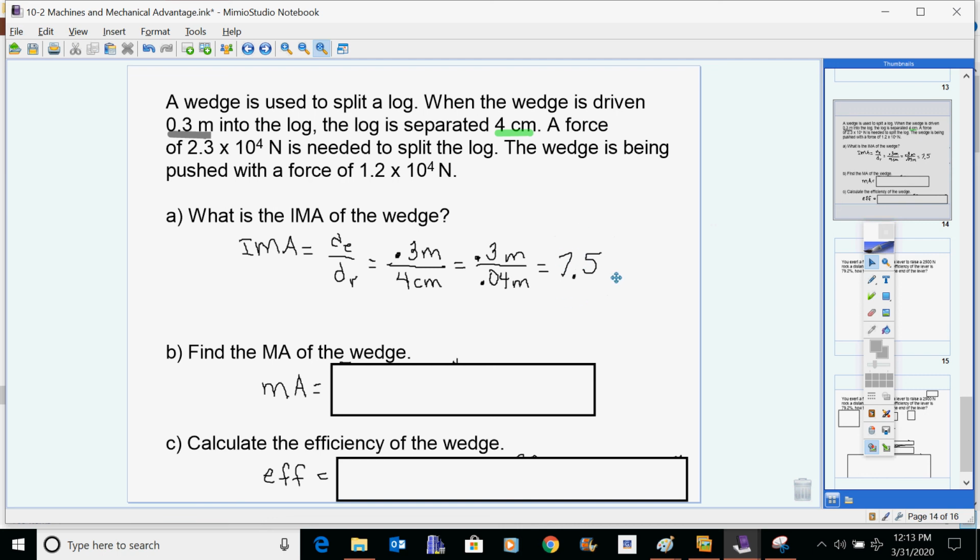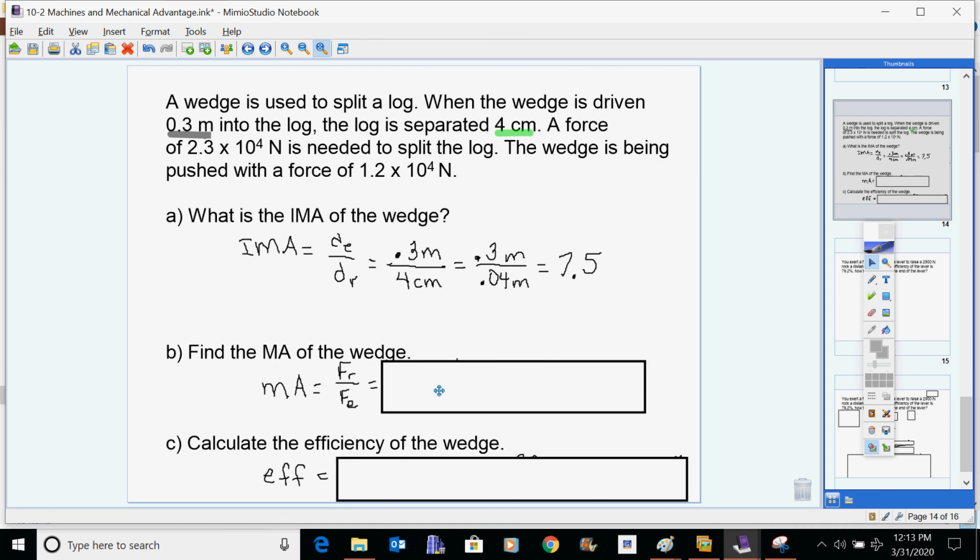Meaning that you would have 7.5 N units. That would be the ideal if it were perfect. Our actual mechanical advantage, though, is FR over FE, so our resistance force, or the force that we use, divided by the effort. So we need to nail down which one's which. In other words, we need to figure out which parts are effort and which parts are resistance.